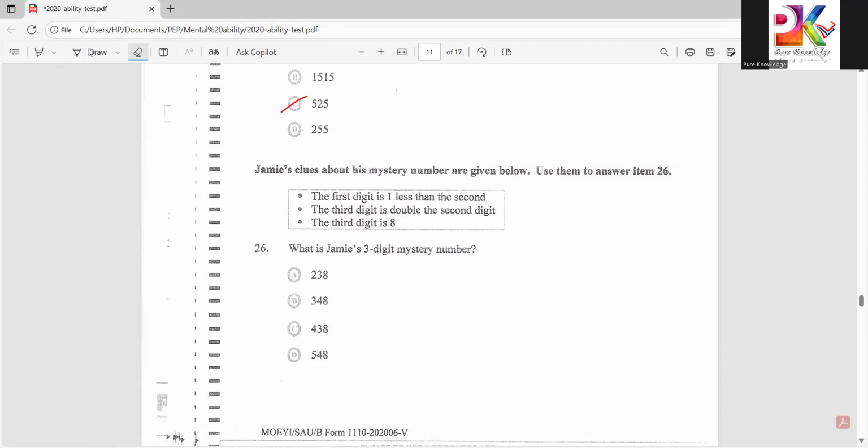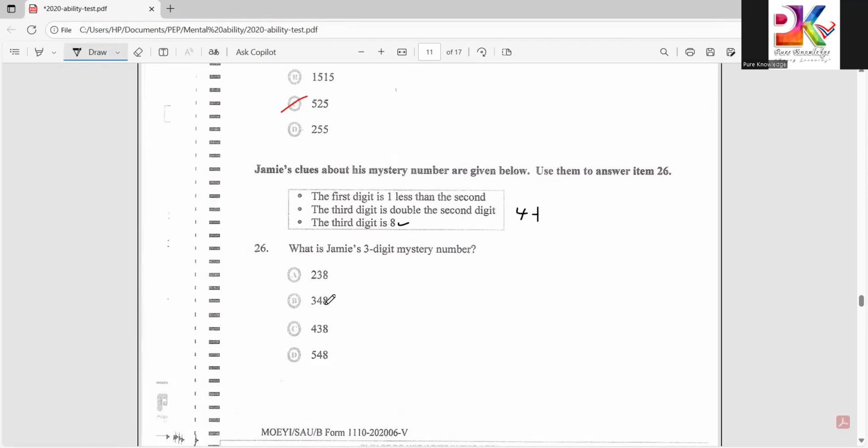So the 8 is a fact. And to get 8, you have to double. So what doubles to get 8? Because the third digit is double the second digit. So the second digit has to be doubled to get 8. So which number doubles to get 8? 4. 4 plus 4 is 8.